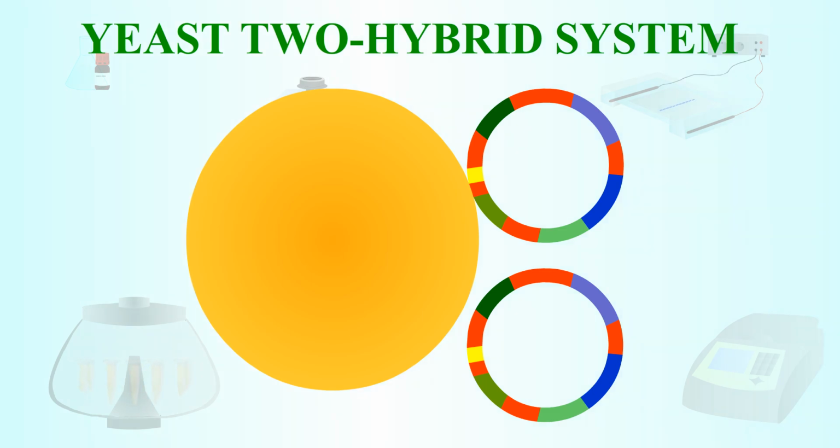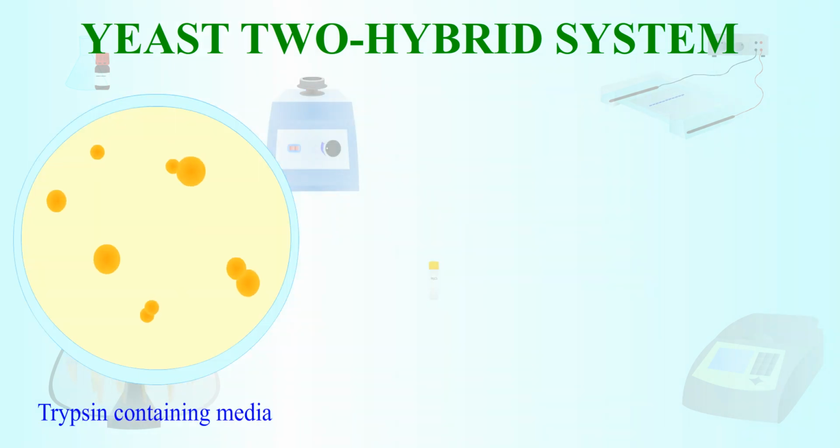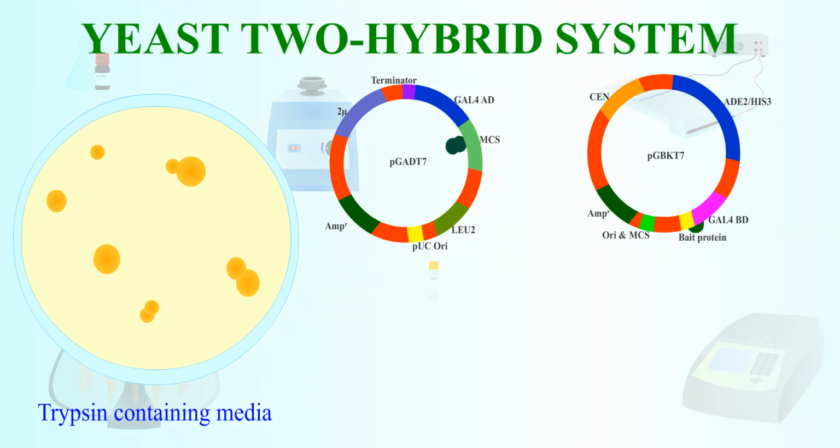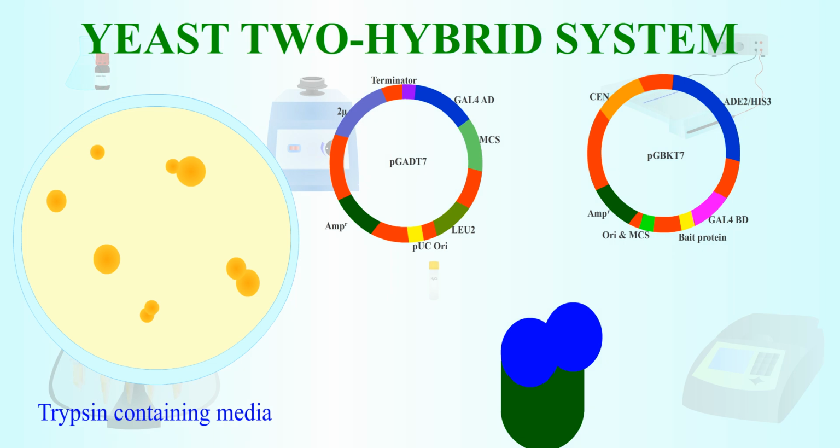After the construction of bait protein and prey protein, the plasmids are then transformed into the same yeast cell. The cells are then grown in the selective media. If the BD and AD interact with each other in the yeast cells, they will grow in the selective media. Hence, the growth indicates that the bait and prey protein have interacted with each other.